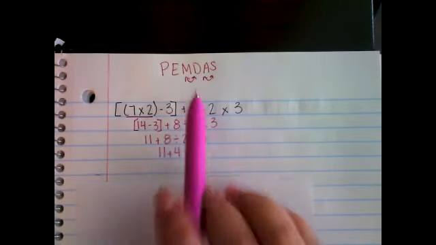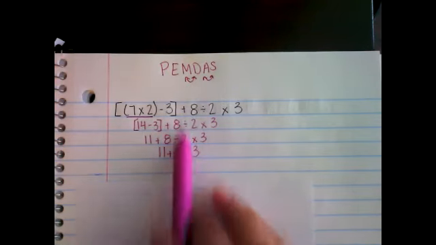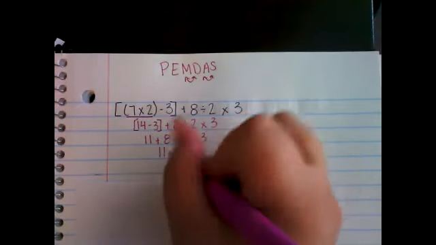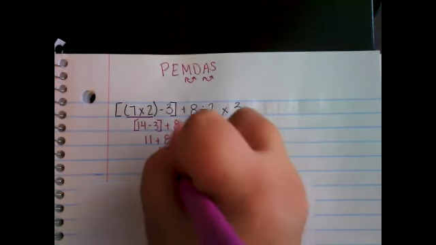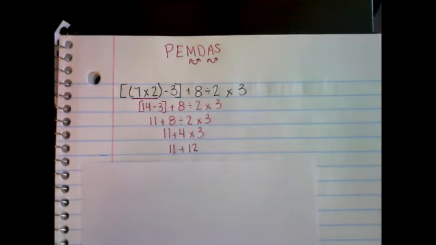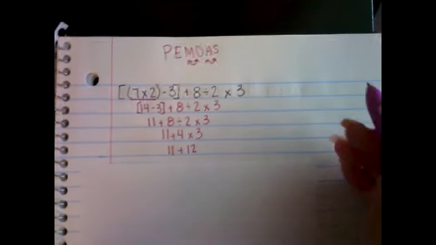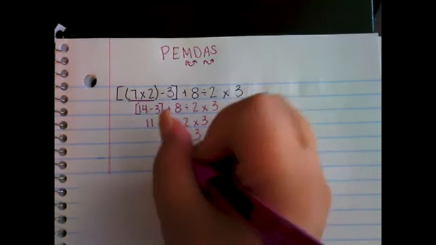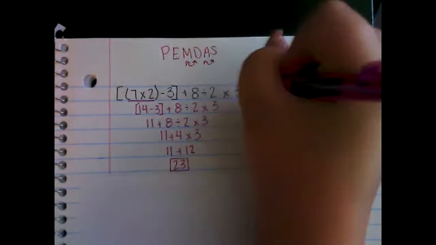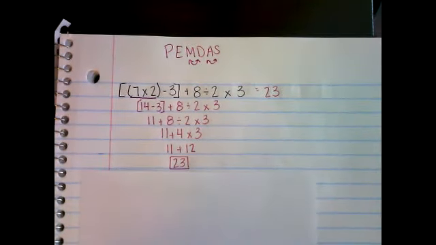Again, I want to go with my order, and I still have a multiplication symbol in there. That comes before I add or subtract. So I'm going to go ahead and multiply 4 times 3, and that's going to give me 12. So now I have 11 plus 12. I have nothing else to do except to add, and that comes last in my order. 11 plus 12 is going to give me 23. And the answer to my expression is going to be 23.